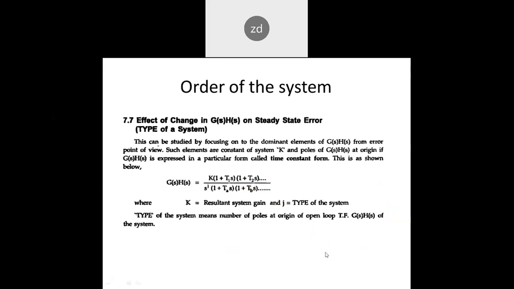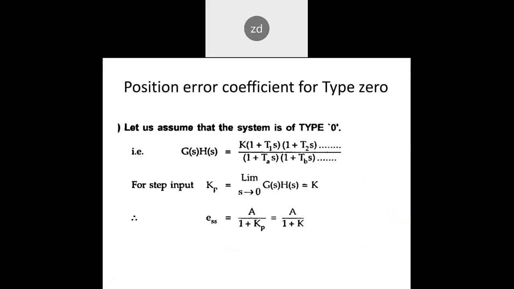So now let's go to the steady state error and how different errors act on different types of systems. Let's go for the position error system. Look at the position error system over here. This is for the type 0 system, where there is no power of S. Basically here S tends to 0, so S power 0 is 1.